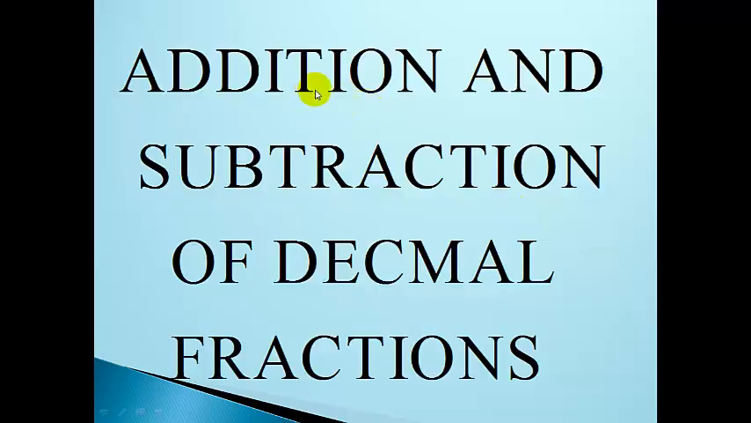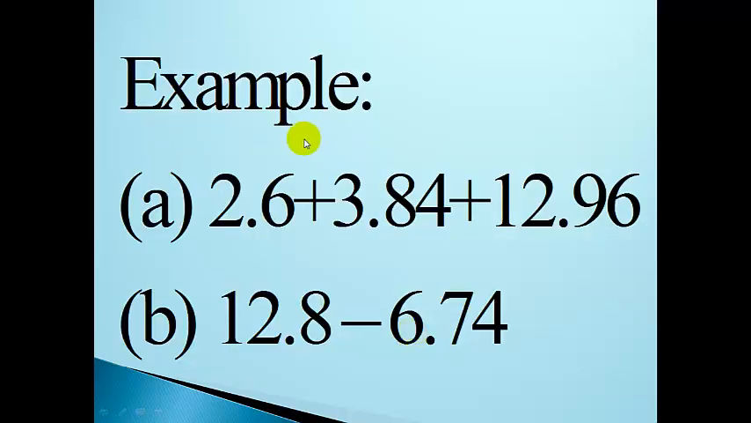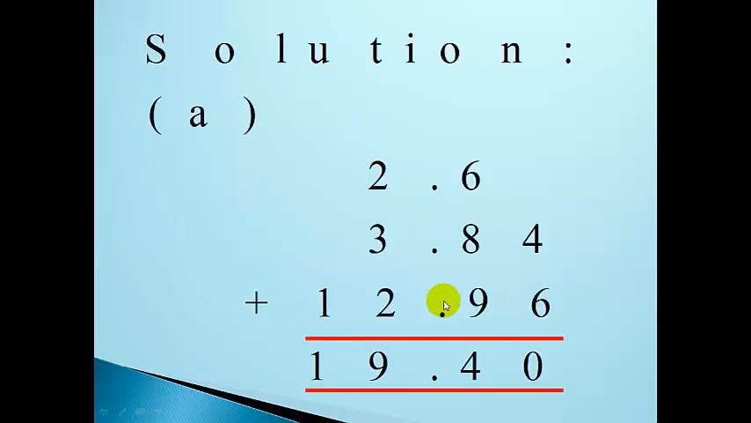Now let's look at addition and subtraction of decimal fractions. Considering this example, A, we have 2.6 plus 3.84 plus 12.96. B, we have 12.8 minus 6.79. Now let's look at how we can solve these two problems.